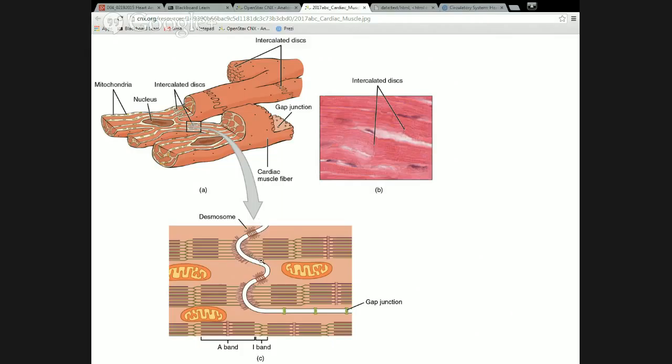Where the cell membranes come together, they weave in and out like this that we see, and that corresponds to the zigzag picture here. But then it turns and runs adjacent to, or parallel to, the myofibrils for a little while, and the proteins that we find in there are a little bit different. These are what are called gap junctions, and gap junctions are just shared ion channels.